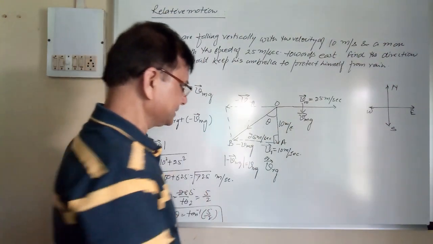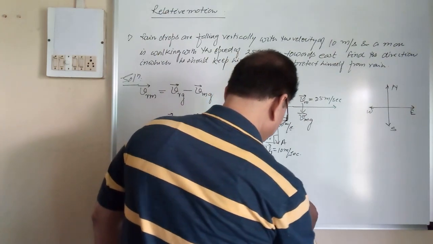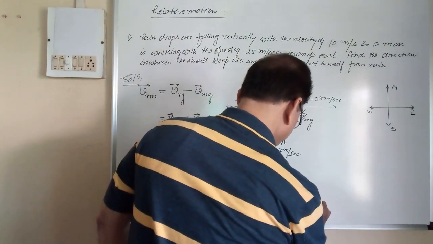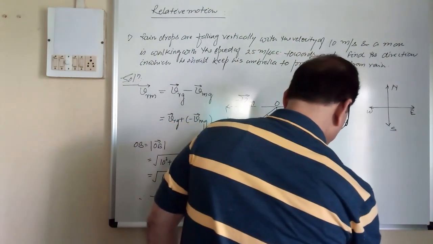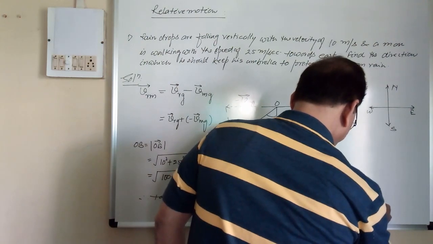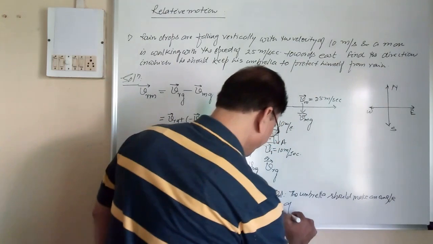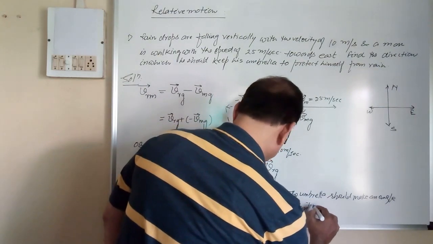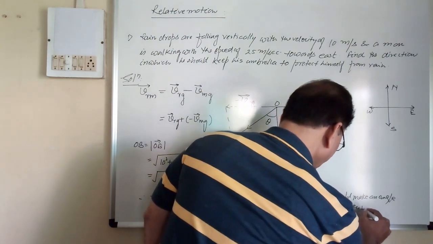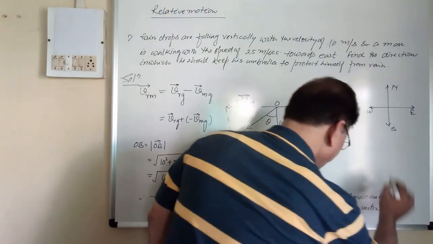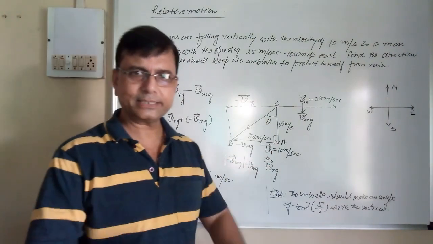Okay, so the answer we will write: the umbrella should make an angle of tan inverse 5 by 2 with the vertical, right? This angle with the vertical, this. So I think now it is clear to all of you.